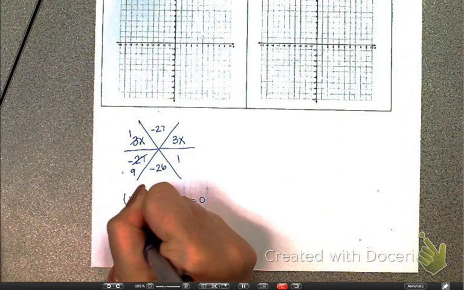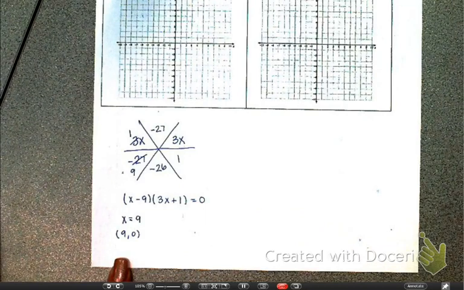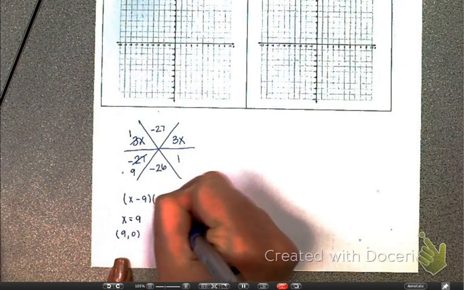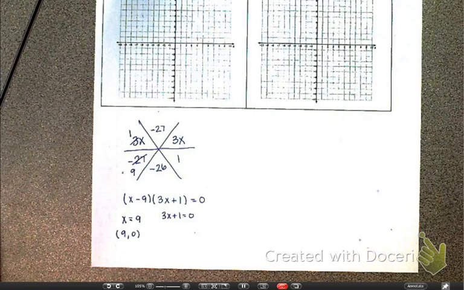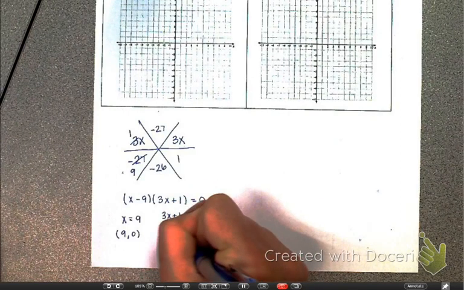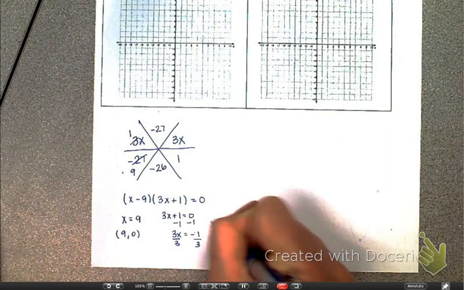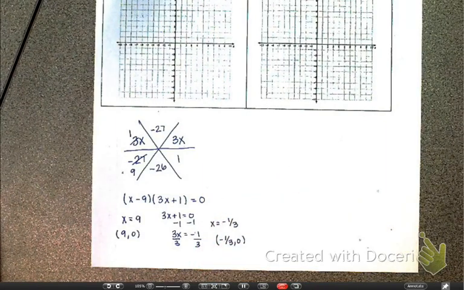So what are my x-intercepts going to be? X equals 9. So really 9 comma 0. Now I'm going to write this one out because this is the one we struggle on. How do I get x by itself? Subtract 1. So 3x equals negative 1. Divide by 3. X equals negative 1/3. So that x-intercept is negative 1/3, 0. I'm not going to make you graph this one because it's bad, but you do need to practice finding the vertex and getting the x-intercepts.